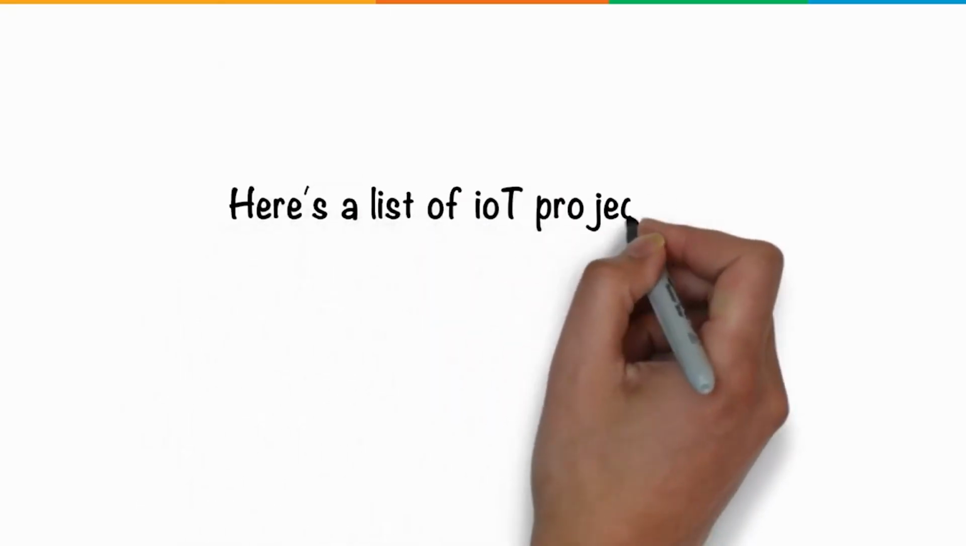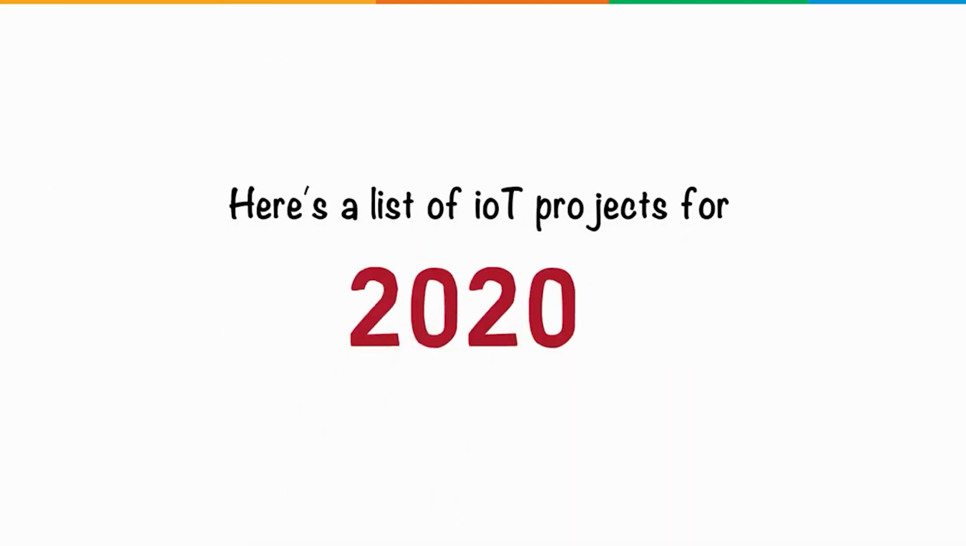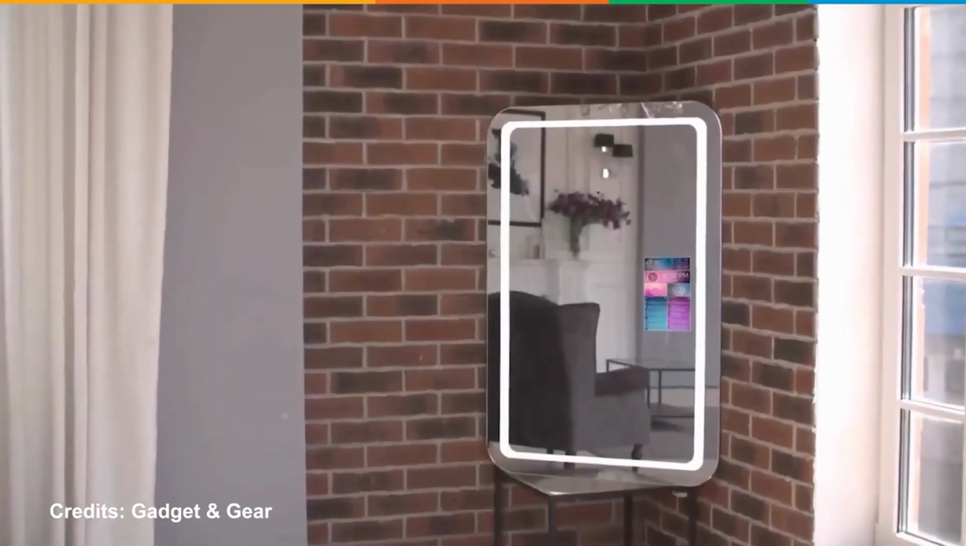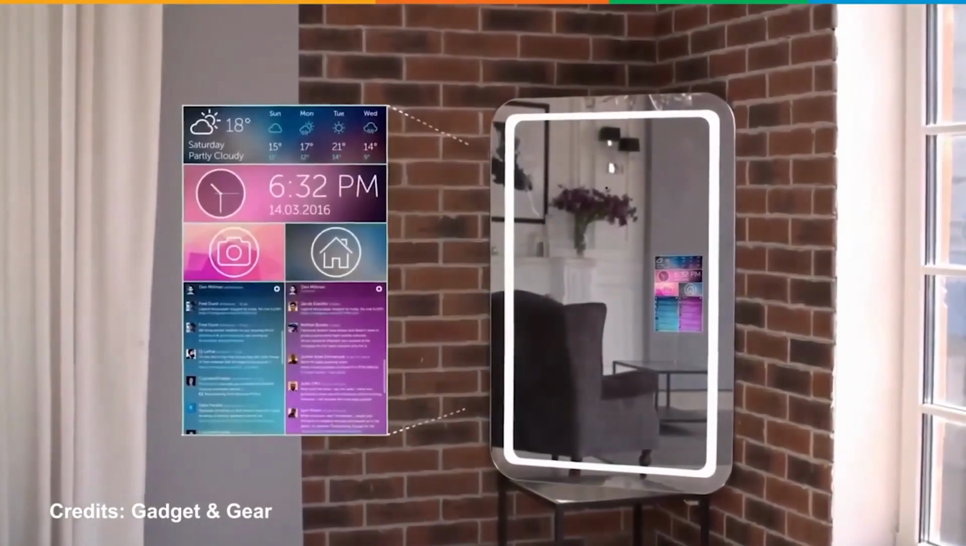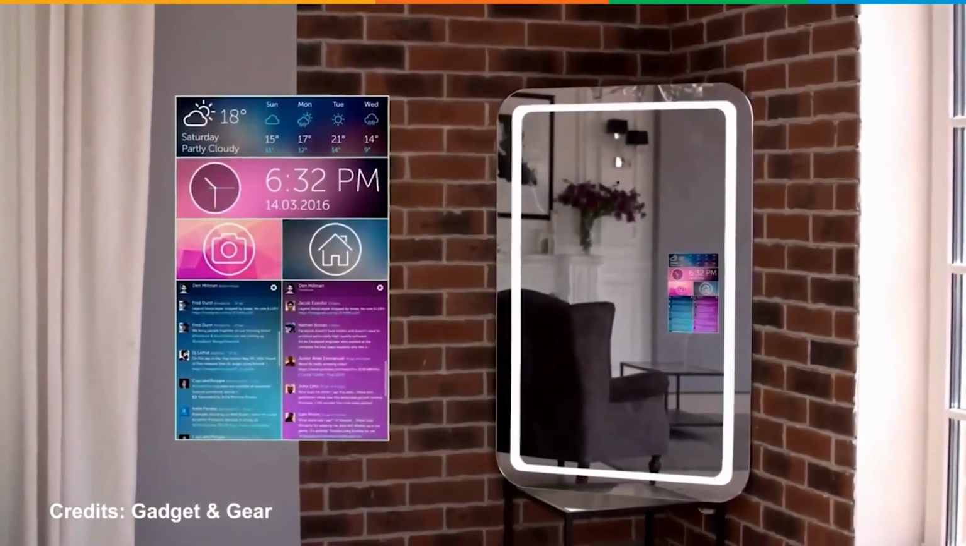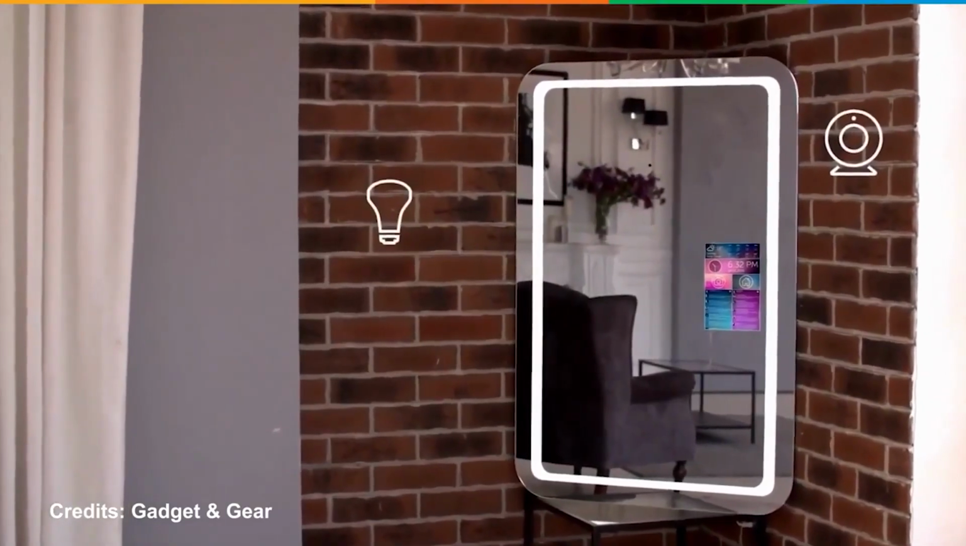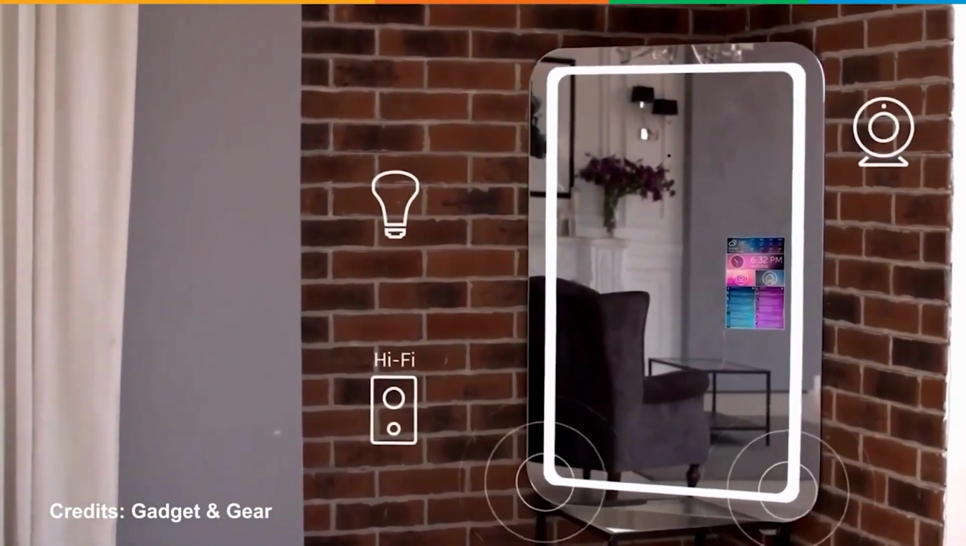Here's a list of IoT projects for 2020. First up is Smart Mirror. Smart mirrors are a very cool IoT application. These mirrors can be used to display temperature, news, weather, calendar, clock, and compliments on the screen.